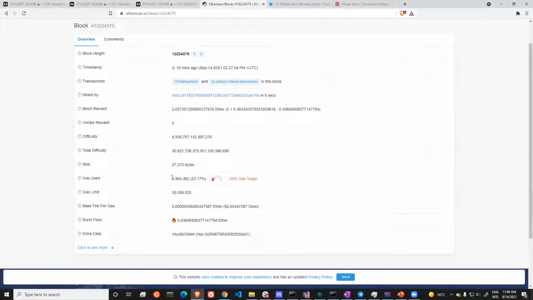As I mentioned, this is a machine, and because it is a machine, essentially you have your quota. Every block has a quota of the share of the machine that can be used, and this is essentially the gas. Every block has a gas limit of 30 million. Now, it's interesting to note that these 114 transactions with 24 internal contracts actually use 7 million of that gas instead of the entire 30 million.